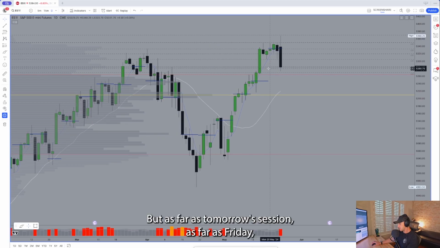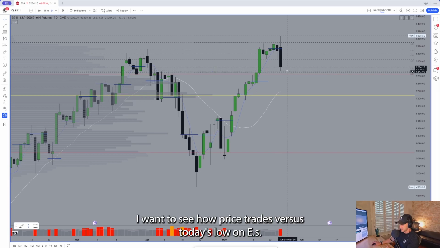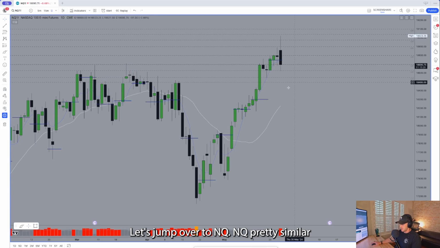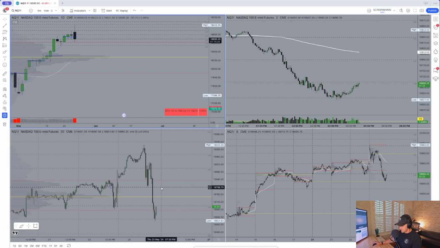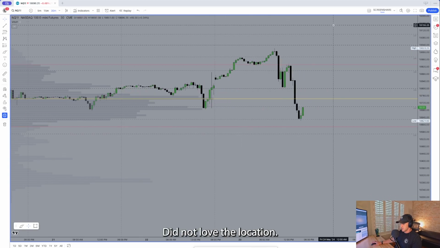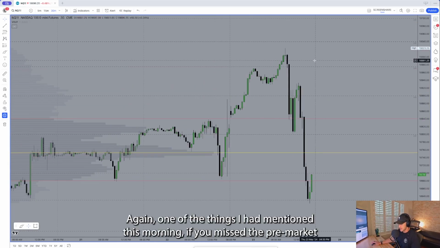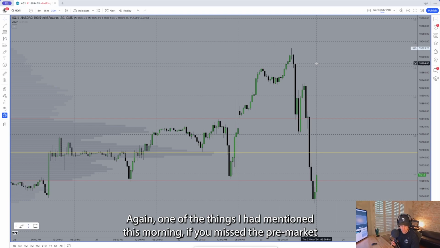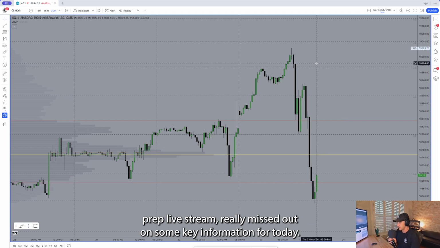But as far as tomorrow's session, as far as Friday, I want to see how price trades versus today's low on ES. Let's jump over to NQ. NQ pretty similar as far as what we were looking at into that open. Did not love the location. Again, one of the things I had mentioned this morning, if you missed the pre-market prep live stream, you really missed out on some key information for today.